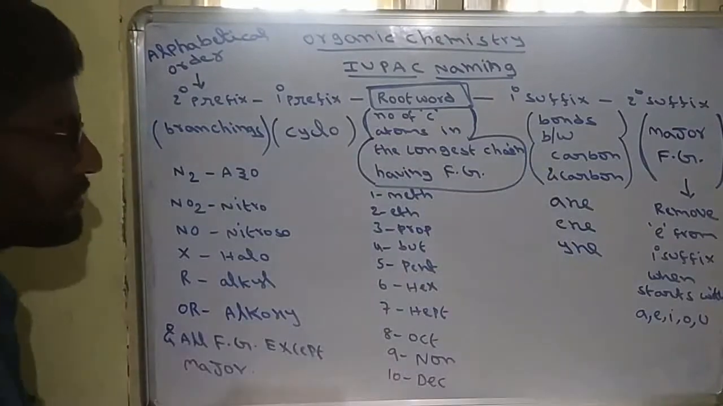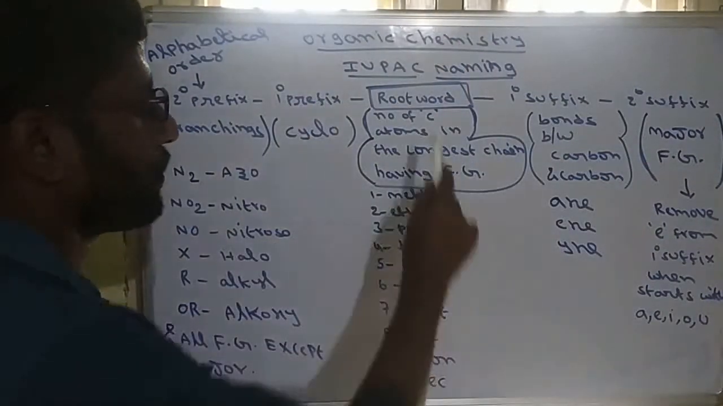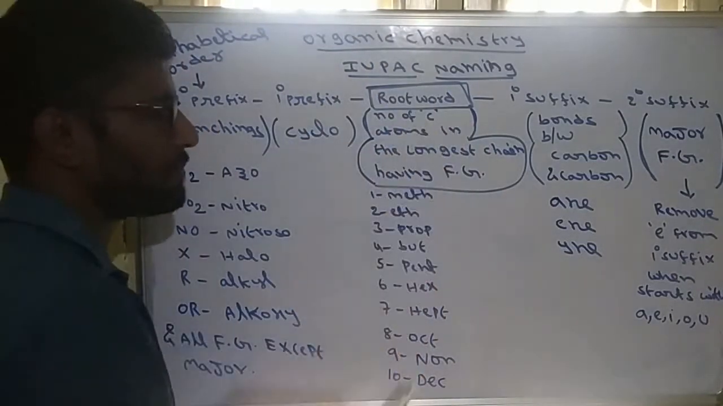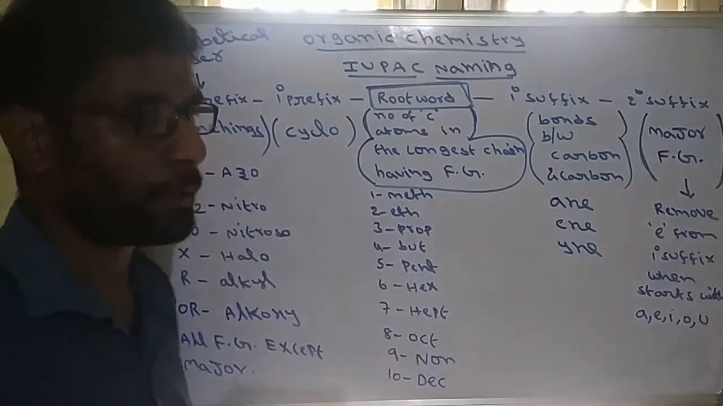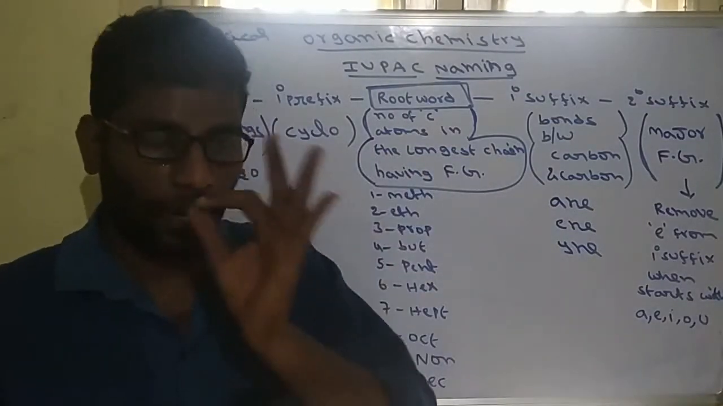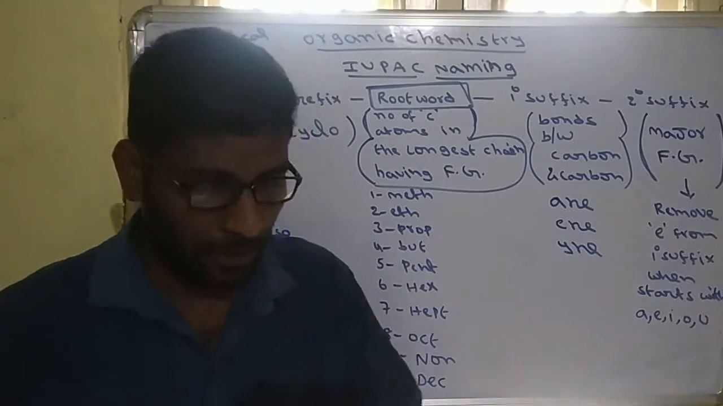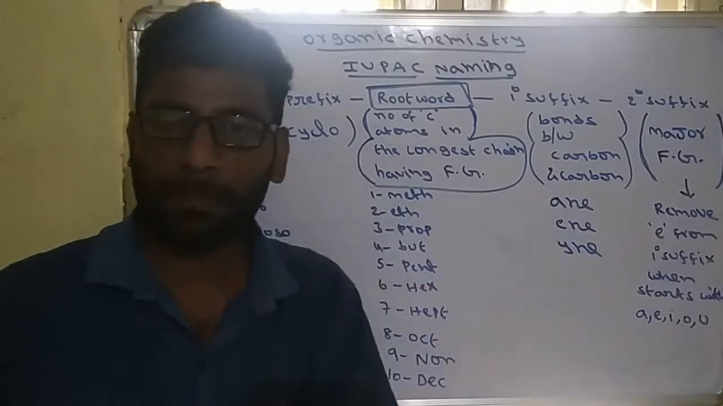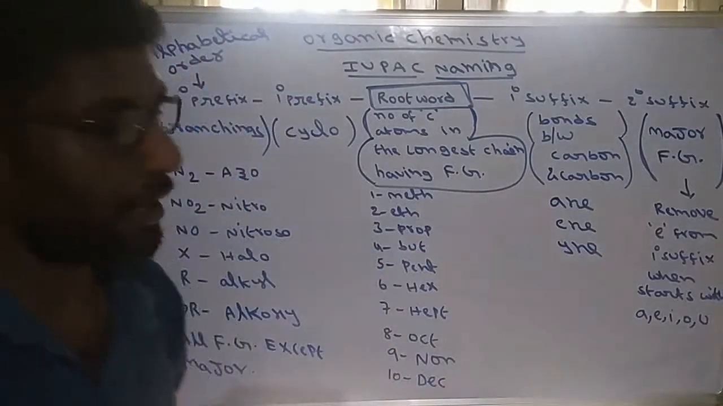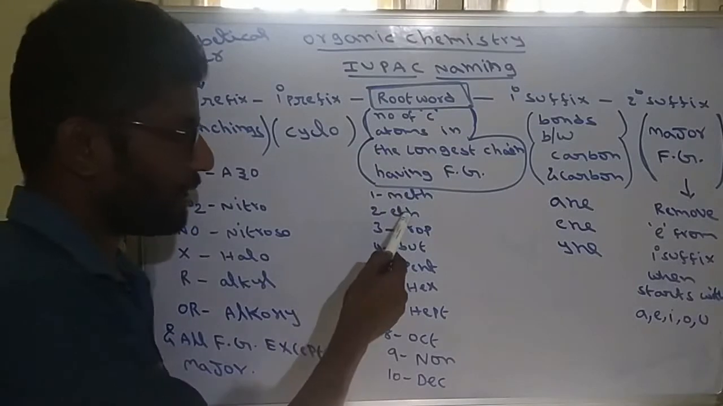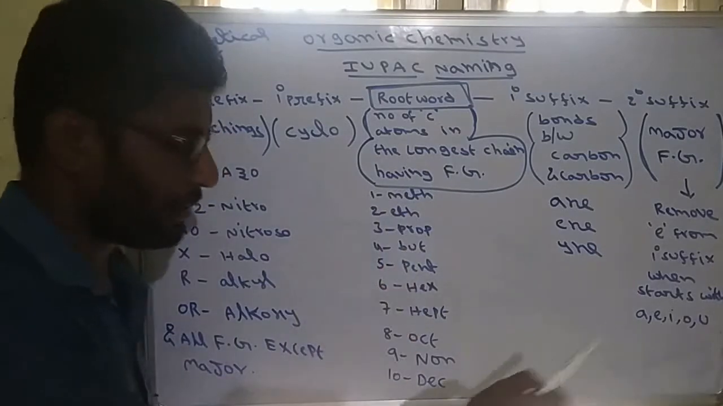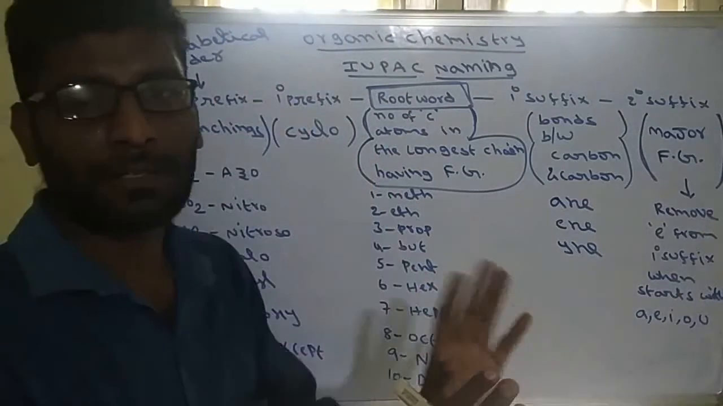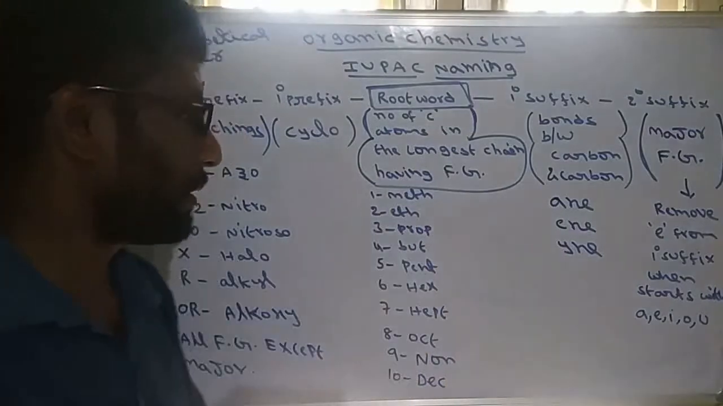I have given it in this sequence. When our molecule is given, first we have to write the root word. What is the root word? The number of carbon atoms in the longest chain having the functional group. In the given molecule, we have to identify the longest chain and count how many carbons are there. Based on that number, we write the root word: one carbon is meth, two is eth, three is prop, four is but, like that up to 10 carbons is enough. So the root word is simply the number of carbons in the longest chain having the functional group.